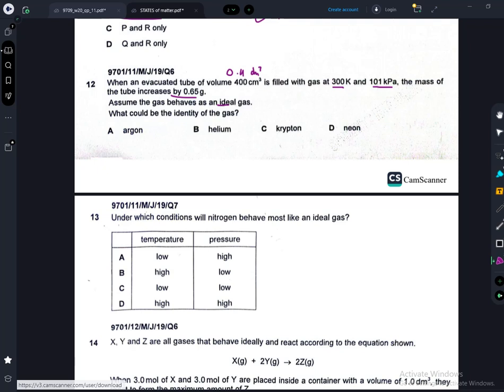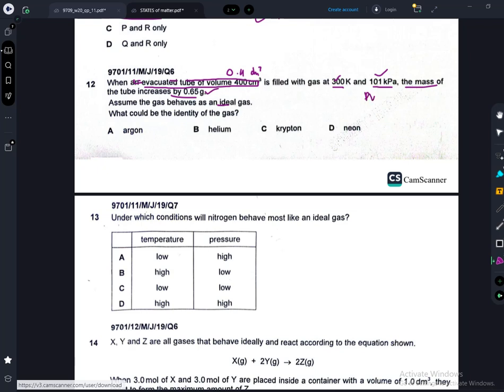Not just a second, let me check this again. The mass of the tube increases by 0.65 grams. Okay, so now I understand. He has told us that this is a certain gas which under these conditions its mass increases by 0.65 grams. Oh no, not again, I'm wrong. This was an evacuated tube, and now we have put in simply a gas which measures 0.65 gram. I'm sorry guys. So now what could be the identity of the gas?